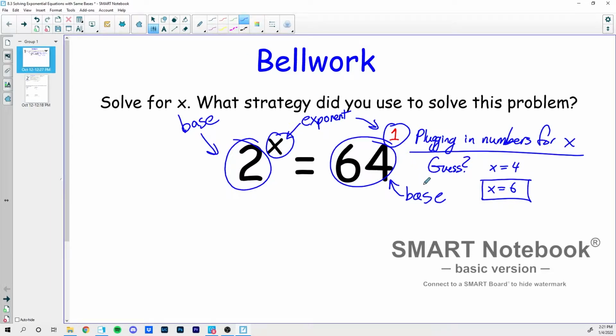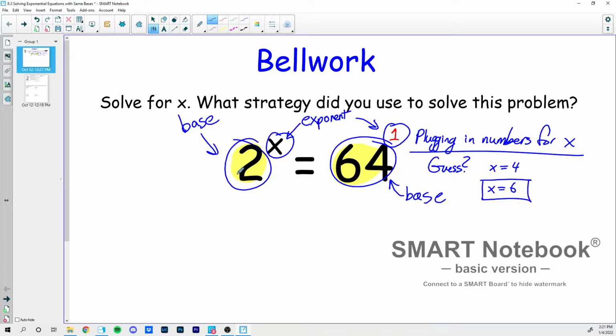So our goal is, how do we rewrite this so that there's the same base on both sides? To do that, the trick we're going to learn is you take the bigger base, which is 64, and rewrite it into the smaller base.